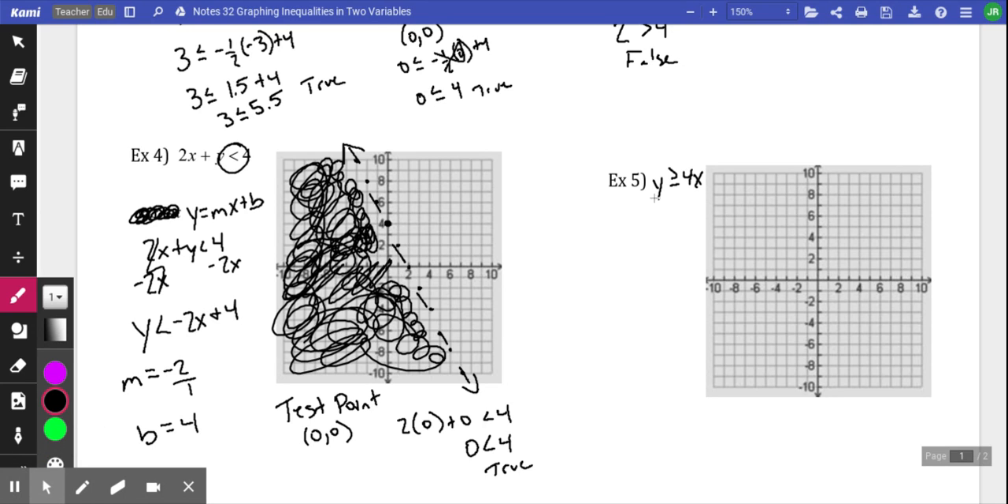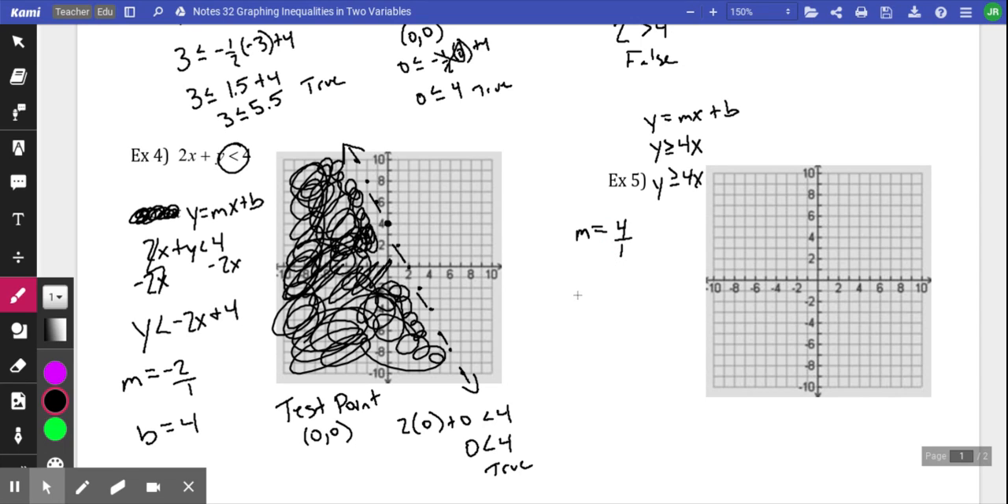All right, for this next example, we have y is greater than or equal to 4x. This one kind of looks like you'd think that there would be just a vertical line or a horizontal line. However, when we compare this to y equals mx plus b, we actually have both variables. We have both the y and the x, which is telling us m, the number in front of x, is 4, which if I put that as a fraction is 4 over 1.